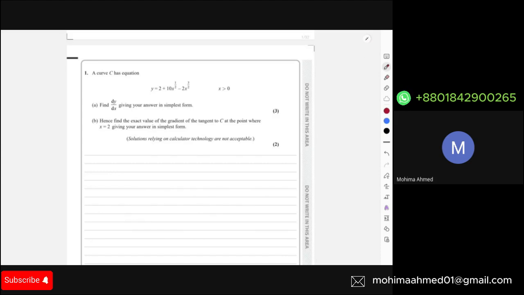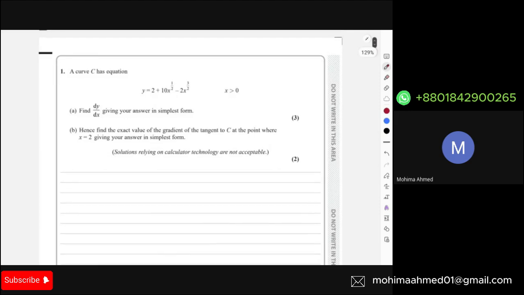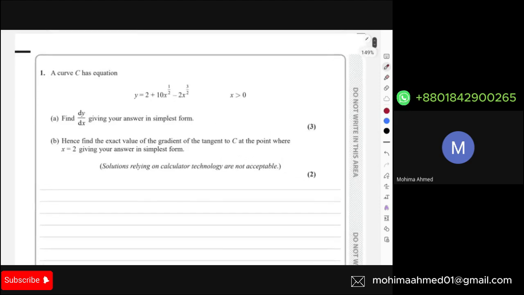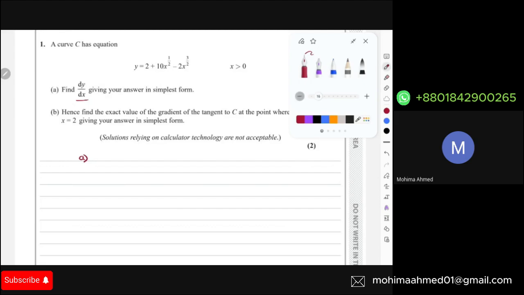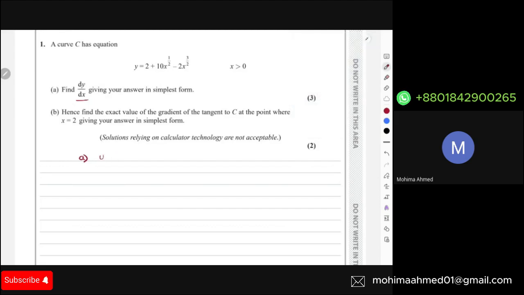Bangladesh time. Okay. Now if we start with the first question, they're only asking to simply differentiate it. This equation, you just have to differentiate and give your answer in the simplest format. That means you not only have to differentiate it, you also have to simplify it. So over here we have the part A. Y is equal to 2 plus 10x power half and then minus 2x power 3 over 2.